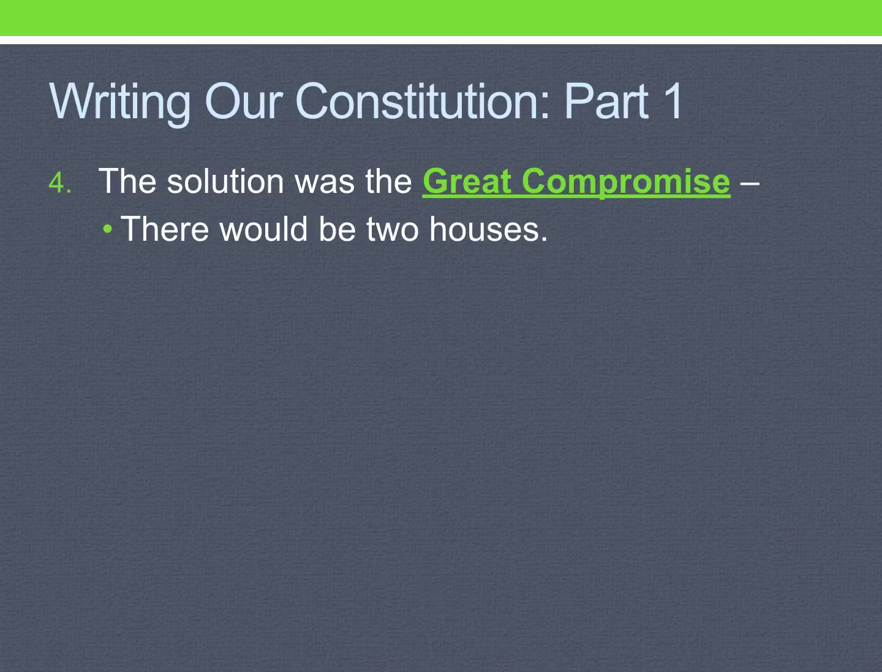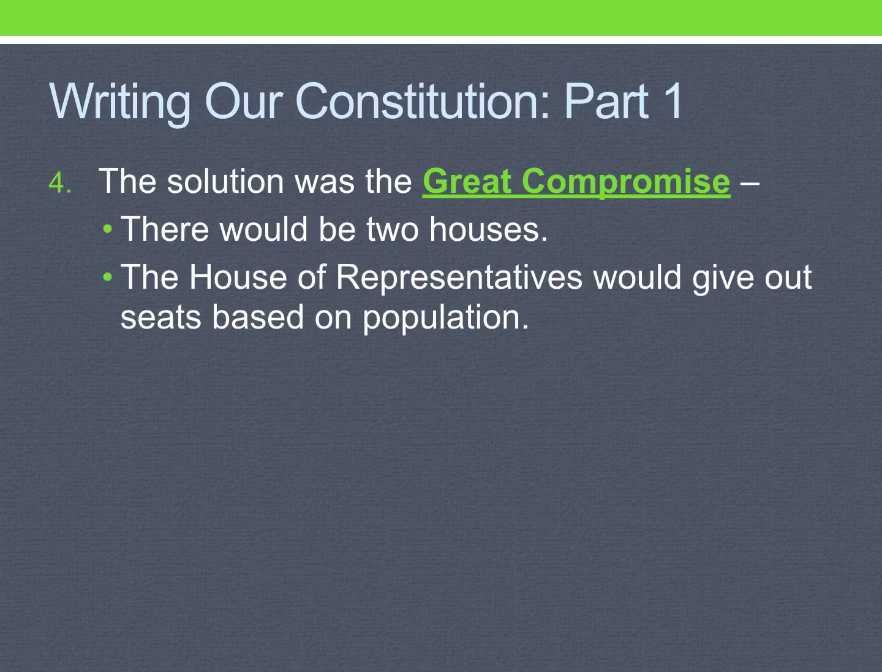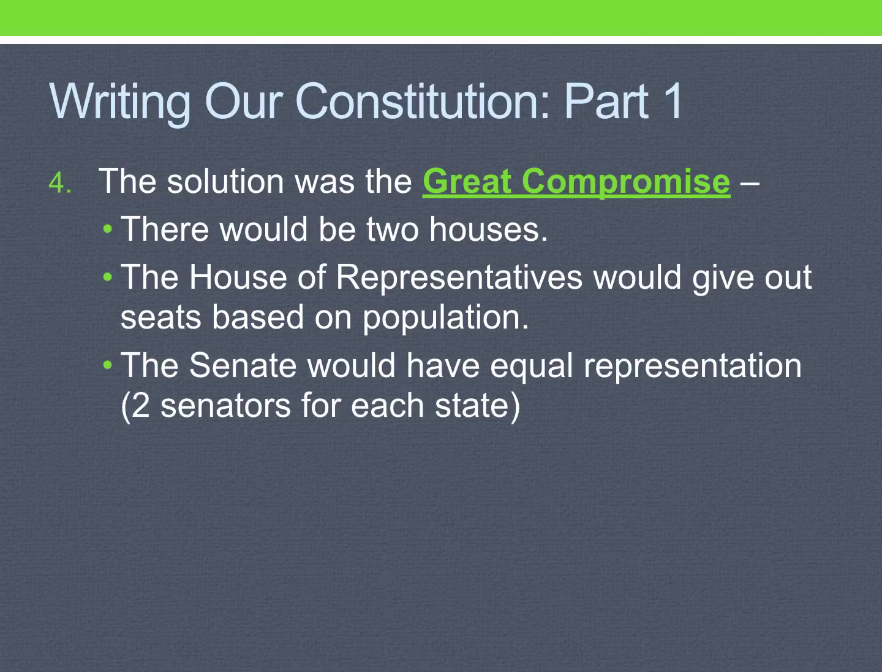In the Great Compromise, we decided there will be two houses of Congress. The first will be called the House of Representatives, and it will give out seats based on population. So bigger states get more seats. So the big states like Virginia liked this. In the Senate, all of the states would be represented equally. 2 senators for each state, no matter how big or how small your state is. So you can see, neither side got everything they wanted, but they both got a little bit of what they wanted.